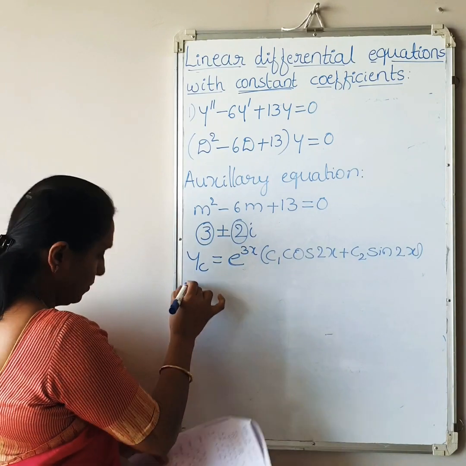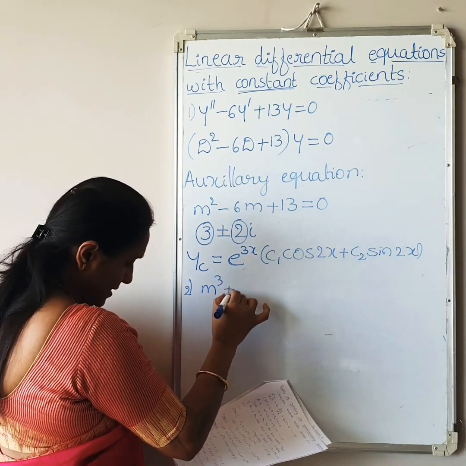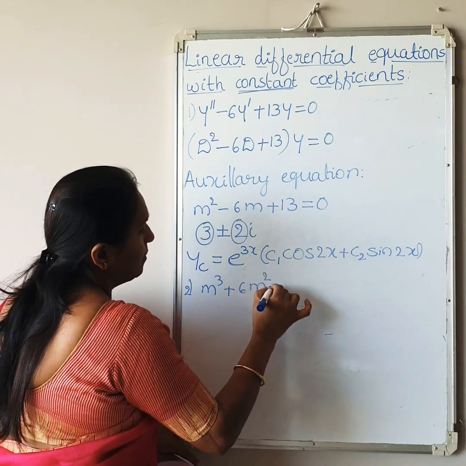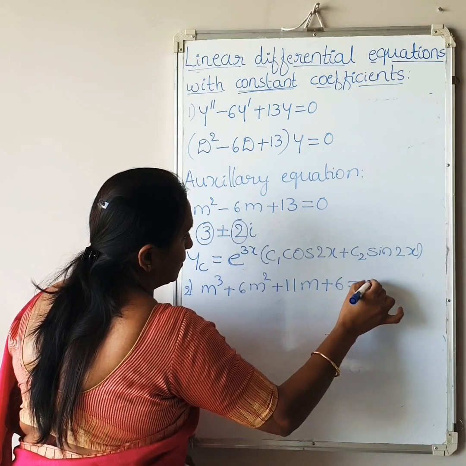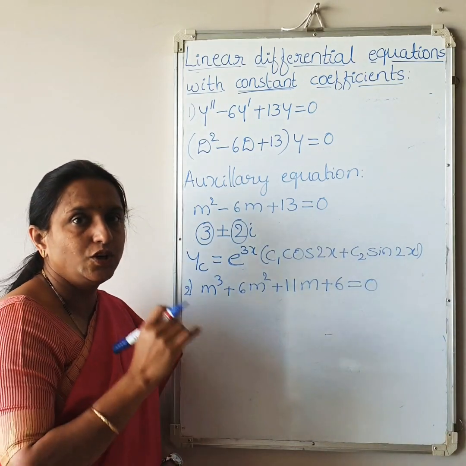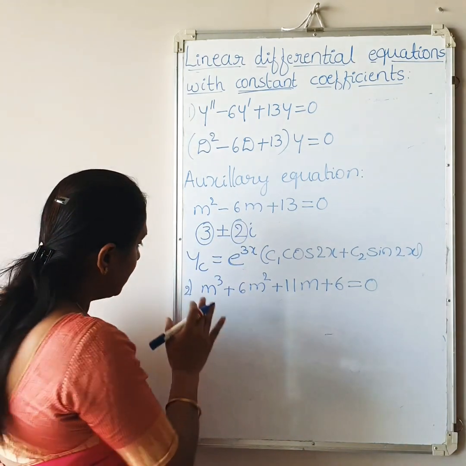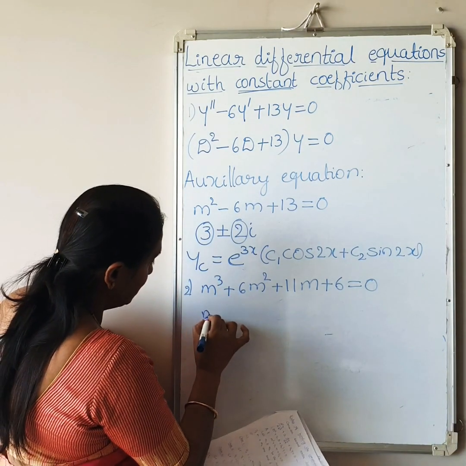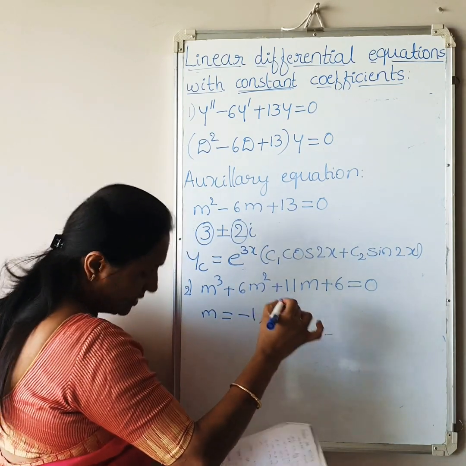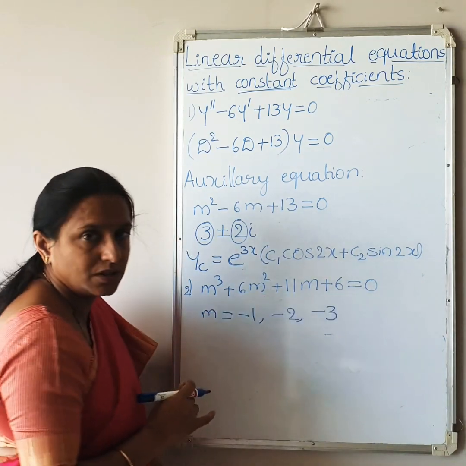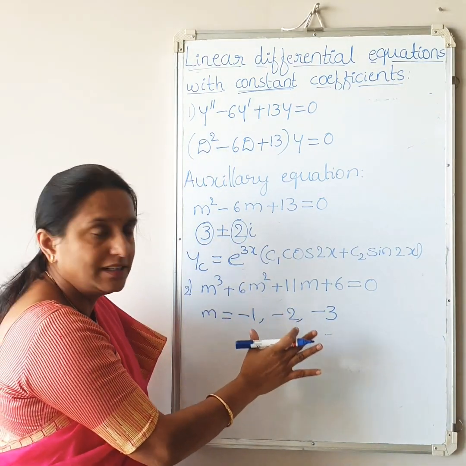Next we will consider one more example, that is m cube plus 6m square plus 11m plus 6 is equal to 0. In your calculator, a cubic equation easily you can find the roots directly. Here roots are m is equal to minus 1, minus 2 and minus 3. These are the roots. So what is the nature of the roots? They are real and distinct.